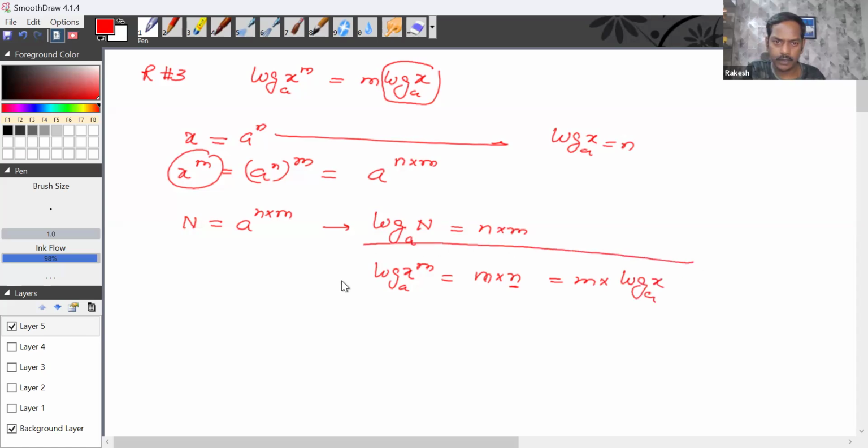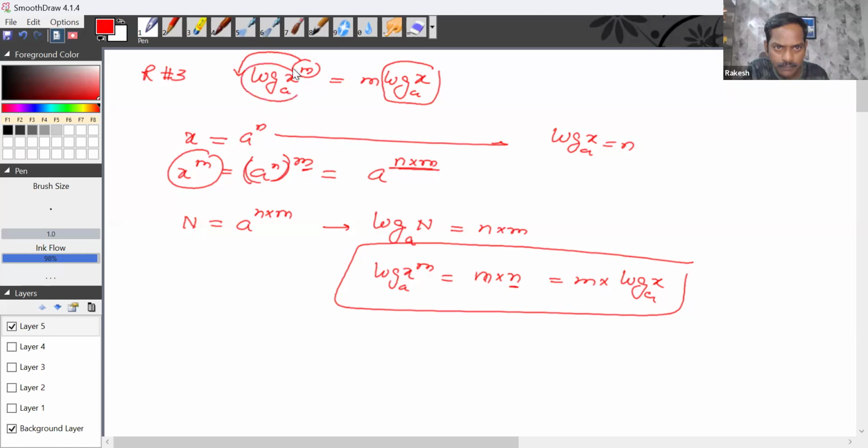So now I have proved the third rule as well. That log of x to the power m with base a is nothing but m into log of x with base a. So what happens is that this power comes from here and gets multiplied with the logarithm. This power is effectively getting multiplied with the power which is inside this bracket. This portion itself is the power of a, for which we are getting the value of x.